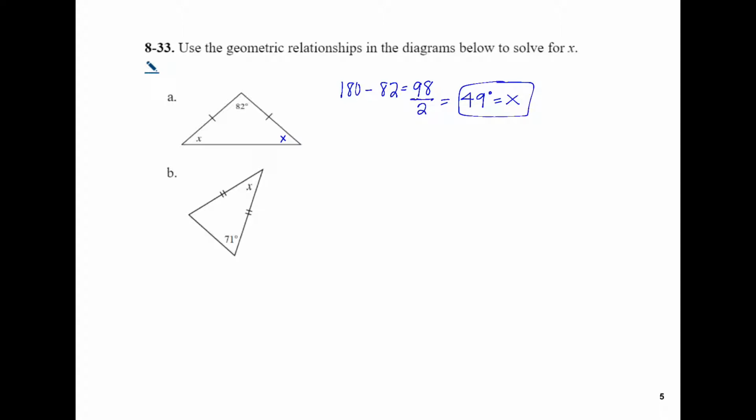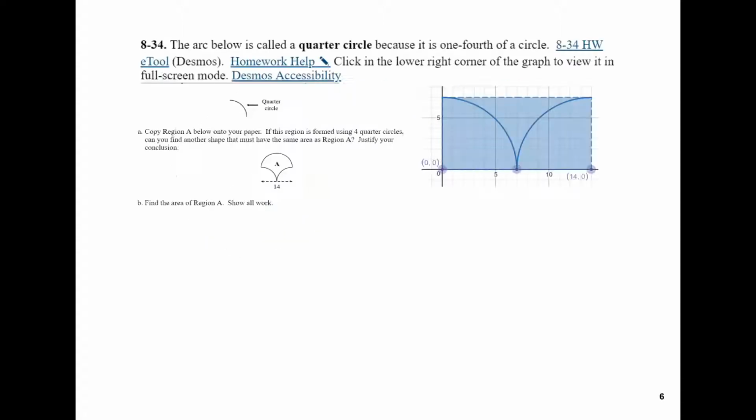Looking at example B, I also see that my legs are congruent, which means my other base angle would be 71 degrees. So when I add 71 plus 71, I get 142. If I subtract that from 180, I can tell that x is equal to 38 degrees.